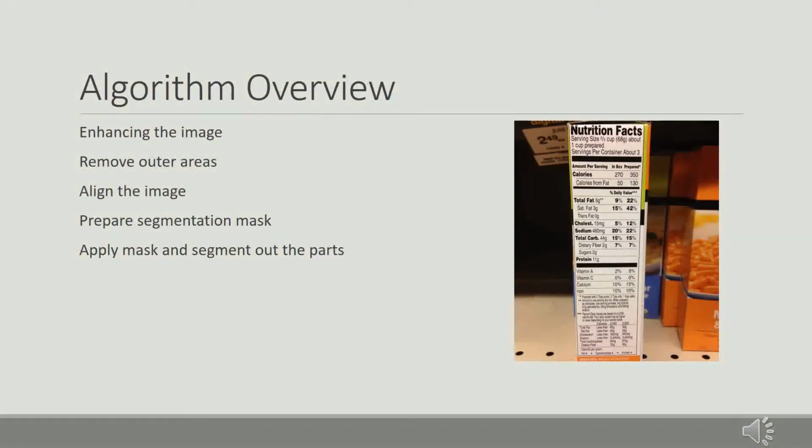So this algorithm is basically going to cover a few parts which I've divided into. First is to enhance the image, so that irrespective of the image quality, we are able to go for further processing. We're going to remove the outer areas, align the image irrespective of the misalignments it may have, and prepare a segmentation mask, which we will eventually apply onto the original image and segment out the parts. And those parts, desirably, are the nutrition facts in the table.